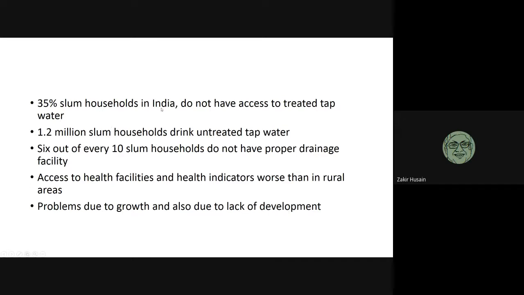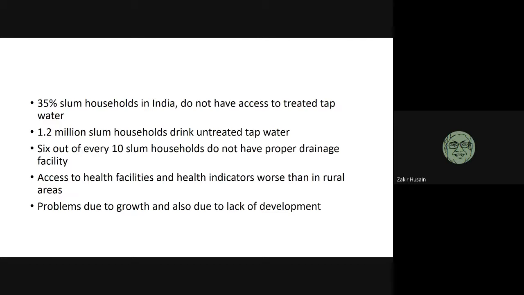This is leading to these facts. 35% do not have access to tap water. 6 out of 10, 60% do not have drainage facilities. But at the same time, the problem is because of growth also. You have unplanned growth, and you have overcrowding, and this is affecting the living conditions, which are becoming insanitary. So simultaneously, growth and lack of growth is causing problems in slums.